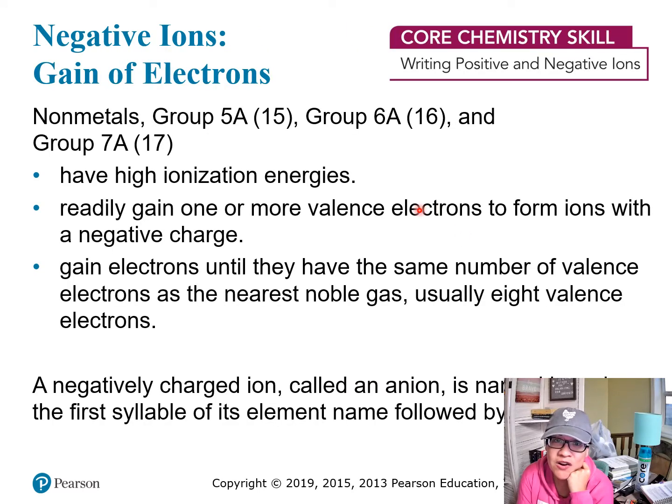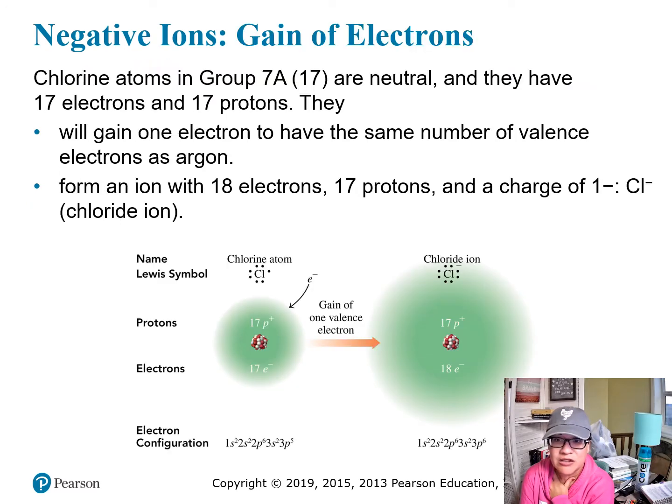Negative ions are on the other side of the periodic table, so these tend to be in groups 15, 16, and 17. These are usually nonmetals, and they tend to gain one or more electrons. They have high ionization energies, which means they gain electrons easily, and it's hard for them to lose them. They want to gain enough to have a complete outer shell, which is usually 8, and these negative ions are called anions. So let's look at what this looks like.